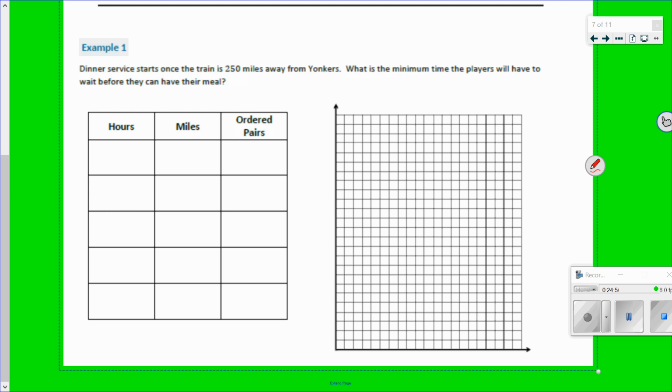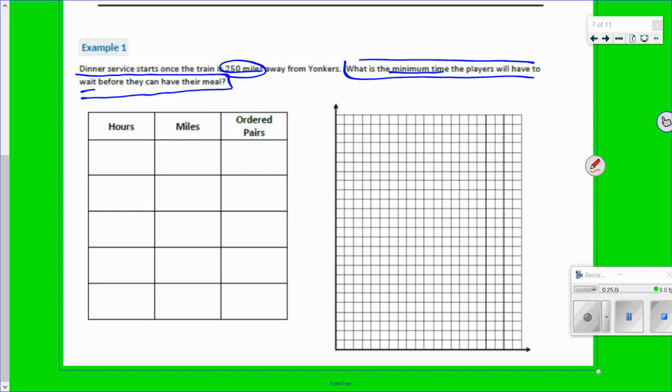So dinner service starts once the train's 250 miles away. What's the minimum time they'll have to wait before they can have their meal? So there's our question. Our table we're just going to recreate from the previous one. We're going 1 through 5, 100 to 500.